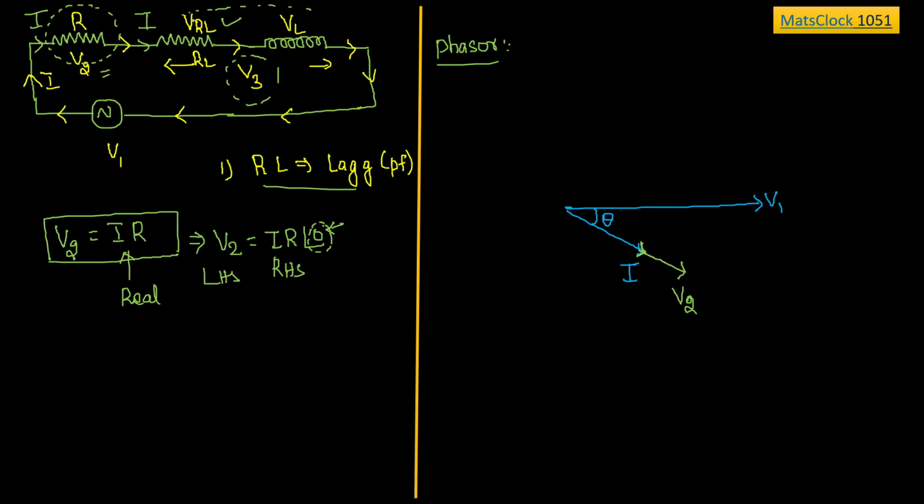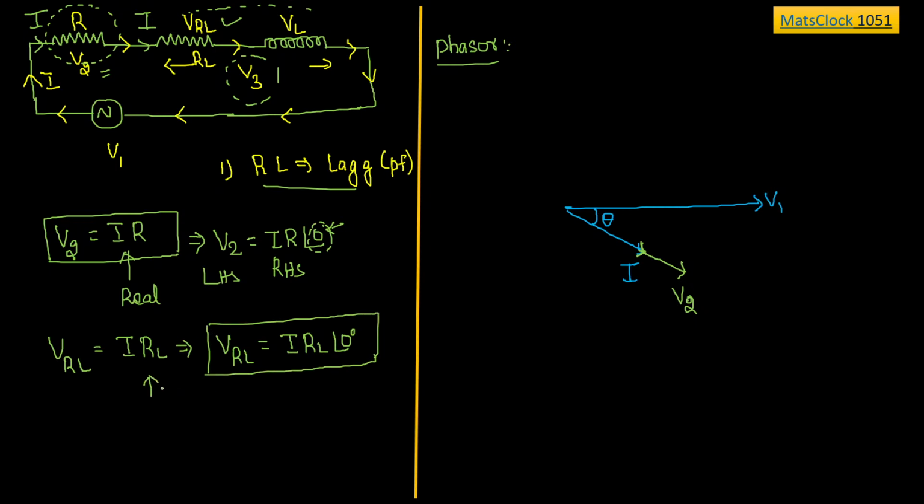Now tell me, what is the phase angle difference between VRL and I? If you write the expression for VRL, the voltage drop across the second resistor, it is the current through the resistor times its resistance. In polar form, VRL has magnitude I into RL and the phase angle will be 0. Why sir? Because it is a resistor, a real quantity. The phase angle difference between voltage and current for a pure real quantity is 0. So I can keep VRL on the same line.